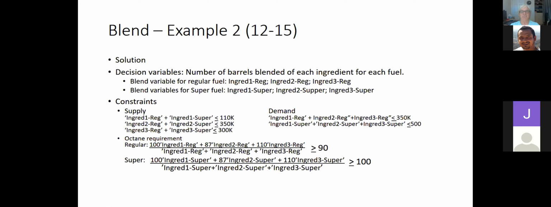Okay. Now, if I take 2 barrels of ingredient 1, and mix it with 1 barrel of ingredient 2, I'm going to get 100 times 2 plus 87 times 1, the total octane, divided now by 3.